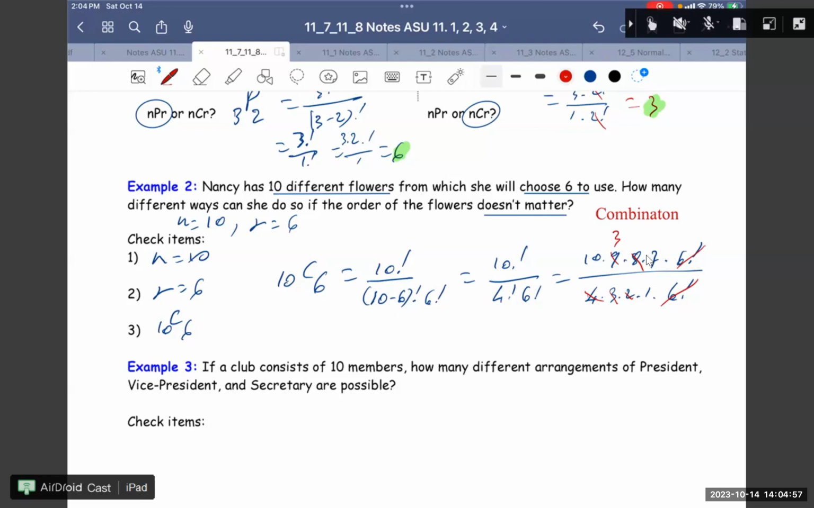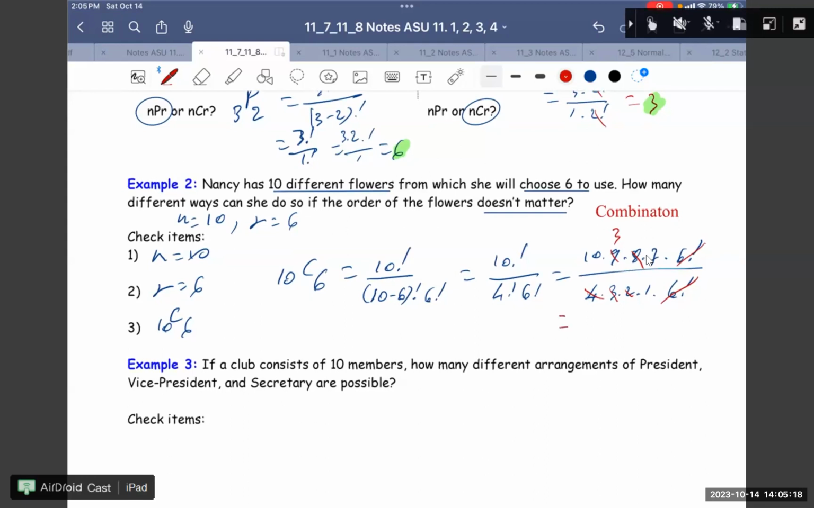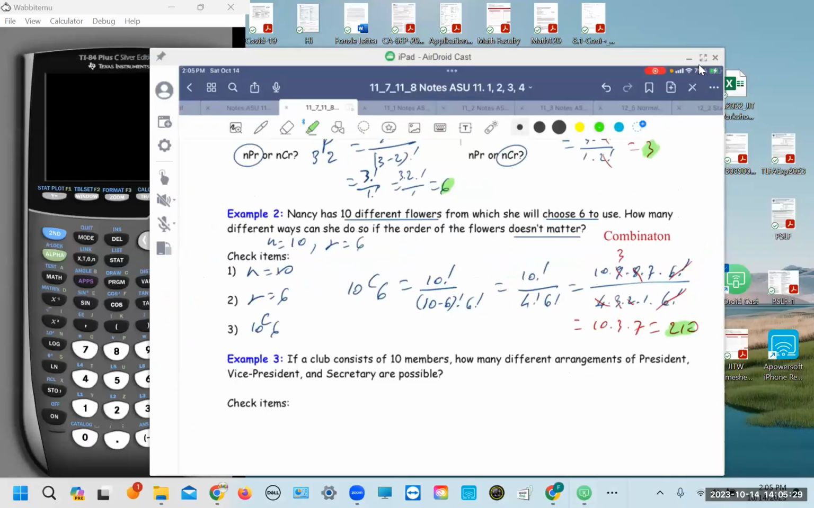So we have what? 10 times 7 times 3. So we have 10 times 3 times 7. So this one is 210.